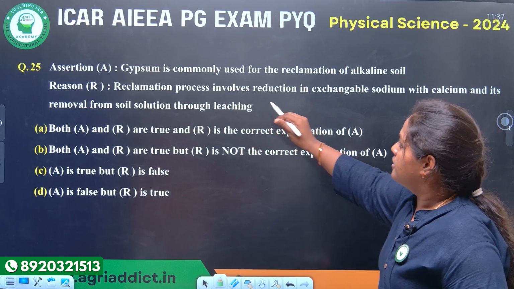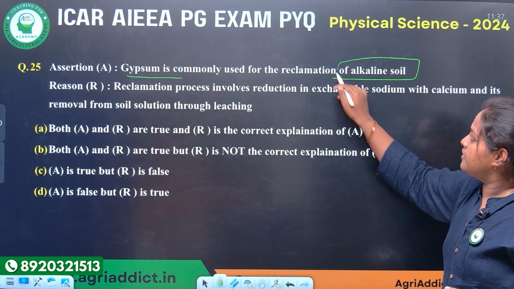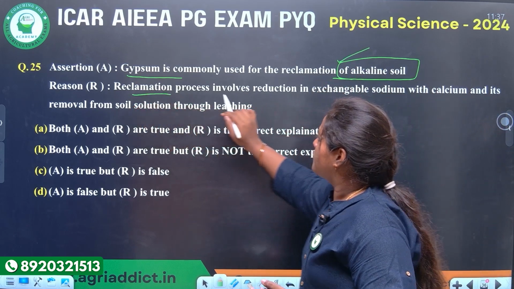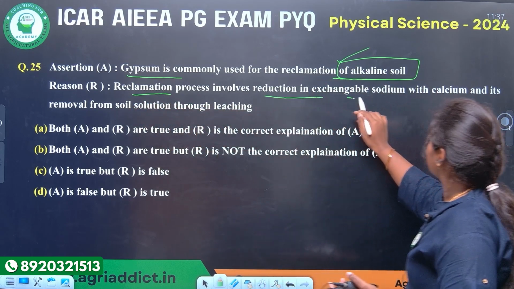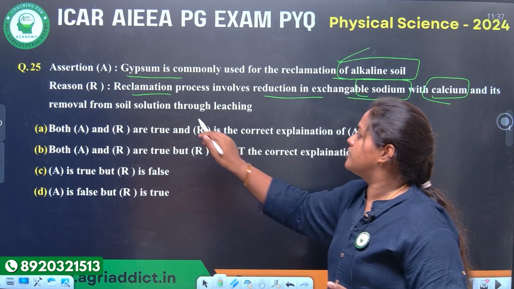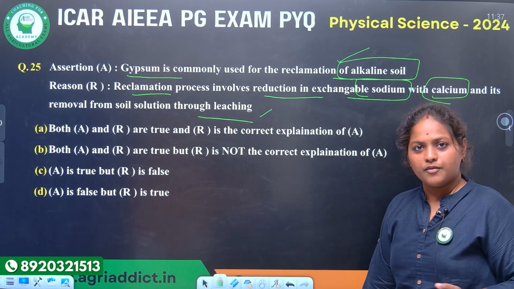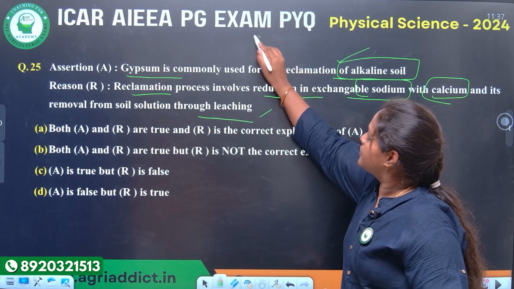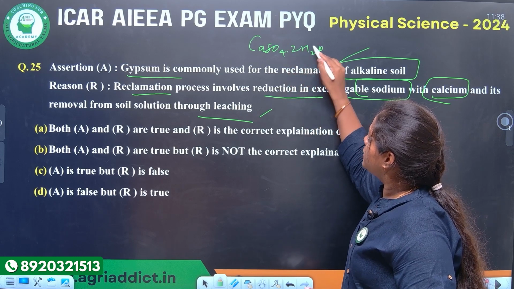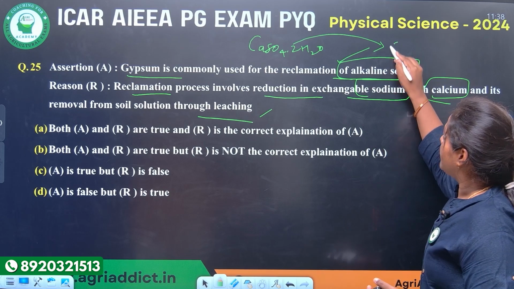Question number 25, assertion reason. Assertion: Gypsum is commonly used for the reclamation of alkali soil. True. Reason: The reclamation process involves reduction in exchangeable sodium with calcium and its removal from soil solution through leaching. True, because what is the chemical formula of gypsum? CaSO4.2H2O. So this gypsum, when it undergoes hydrolysis, will release calcium ions.